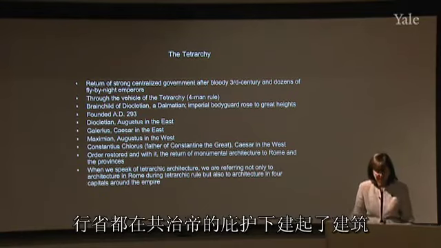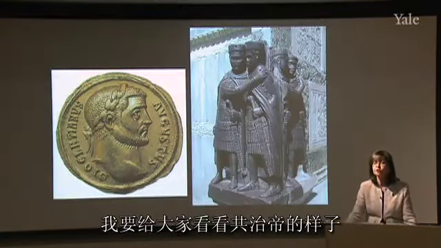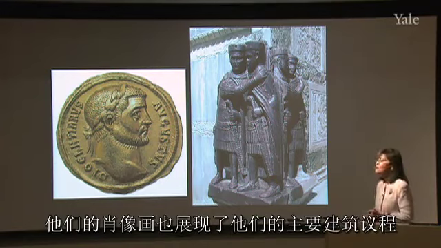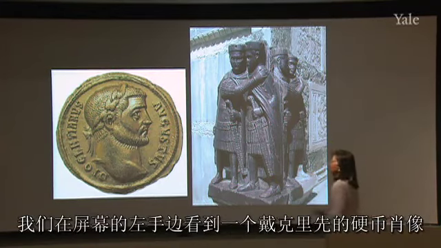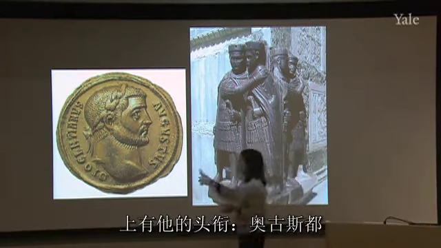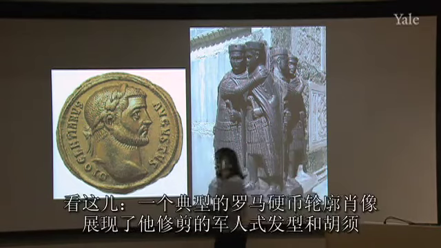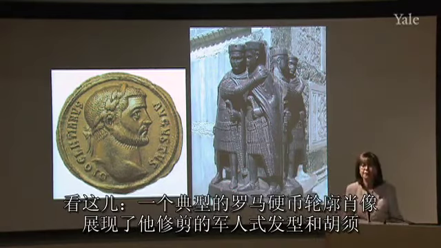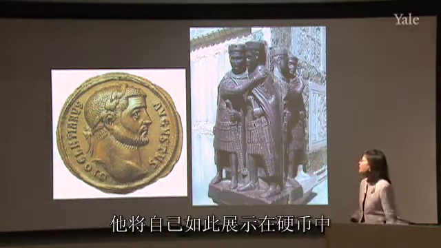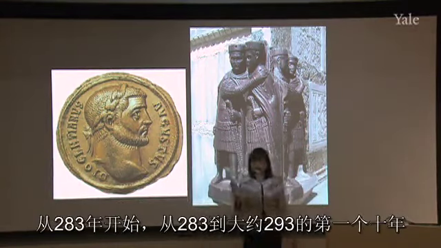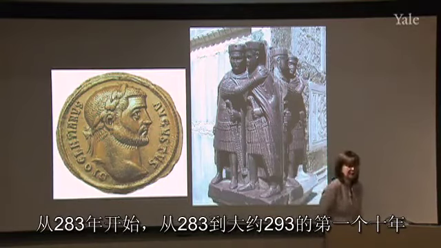I want to just show you what the Tetrarchs looked like, and their portraiture is also illustrative of what their major architectural agenda was. We see a coin portrait on the left-hand side of the screen of Diocletian that gives his title Augustus, as you can see here, a typical Roman coin profile portrait that shows him with a closely cropped military hairstyle and beard. He is represented this way in his coins from 283, the first decade, from 283 to about 293.